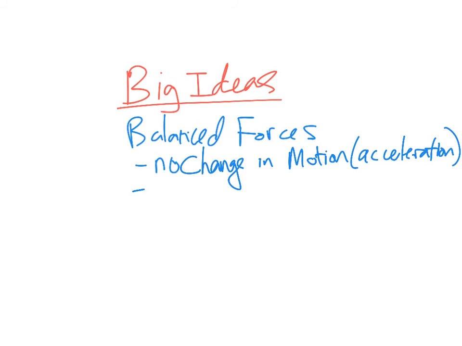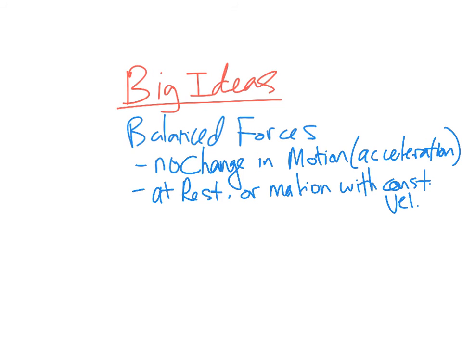Then what are our options? What could the object be doing? Well, the object could be at rest, or doing what? Or motion with constant velocity. Those are our two options if we have balanced forces. That's what we're seeing in those diagrams.